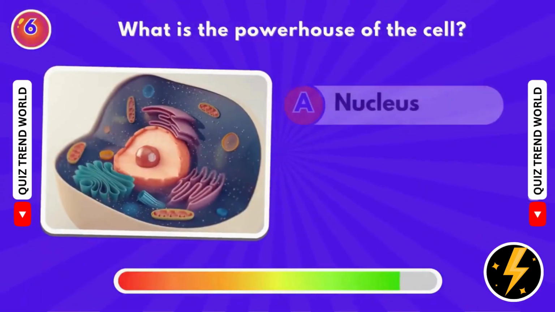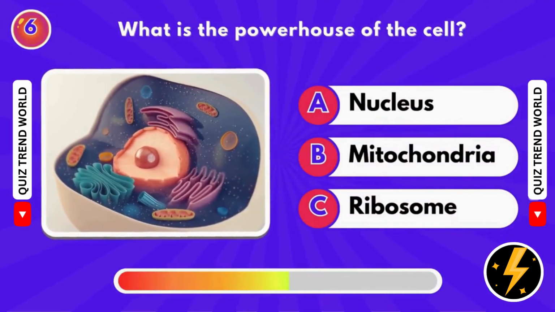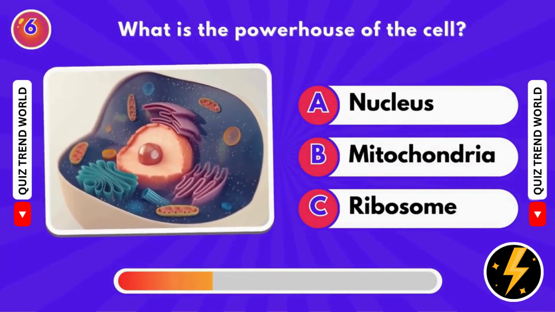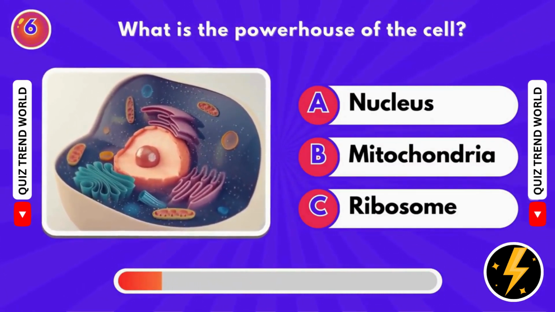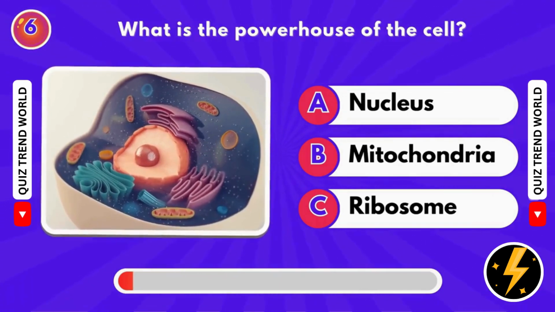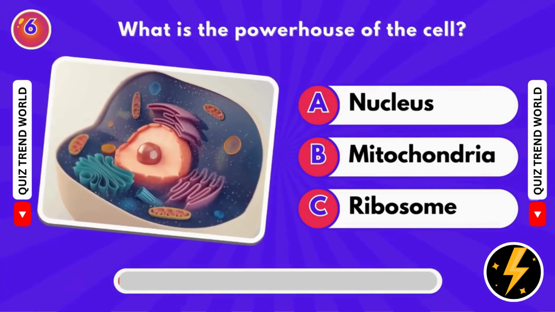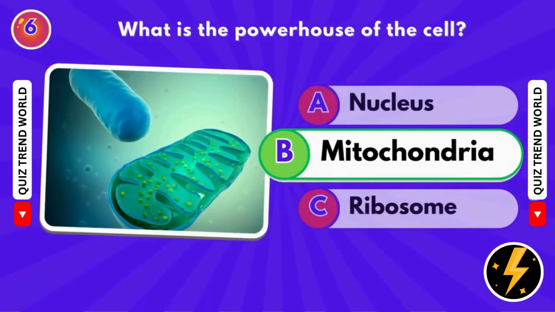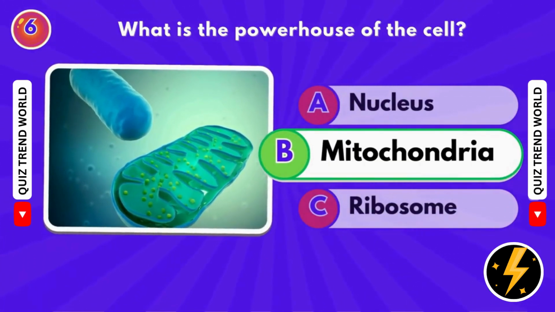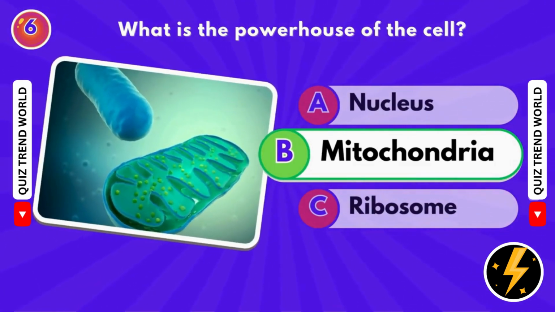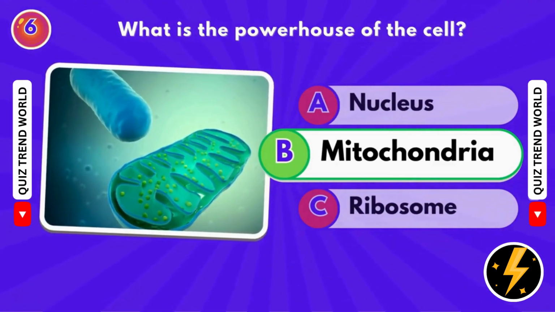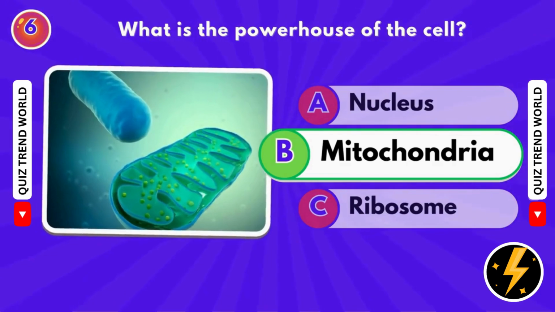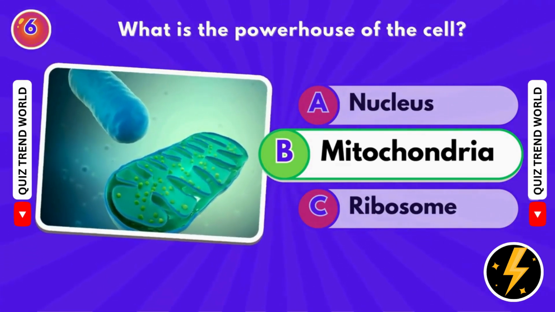What is the powerhouse of the cell? Nucleus, mitochondria, or ribosome? Mitochondria. The mitochondrion is the site of cellular respiration, where energy in the form of ATP, adenosine triphosphate, is generated as a result of oxidation of food constituents.